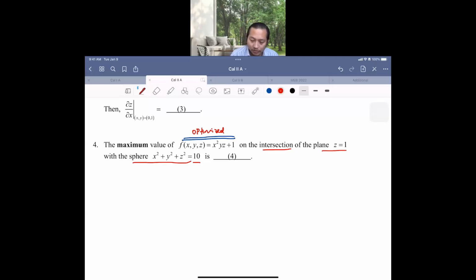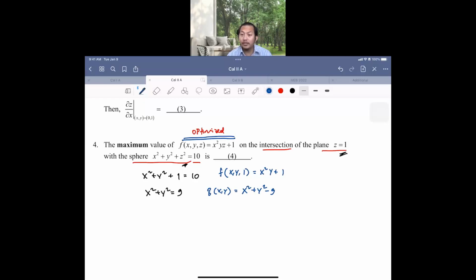So we could take x squared plus y squared plus 1 equals 10 for the intersection, and x squared plus y squared is equal to 9. Or we could write g as x squared plus y squared minus 9. And the one that we are going to optimize is in plane z equals 1, so let f(x, y, 1) become x squared y plus 1. So we have these two functions.